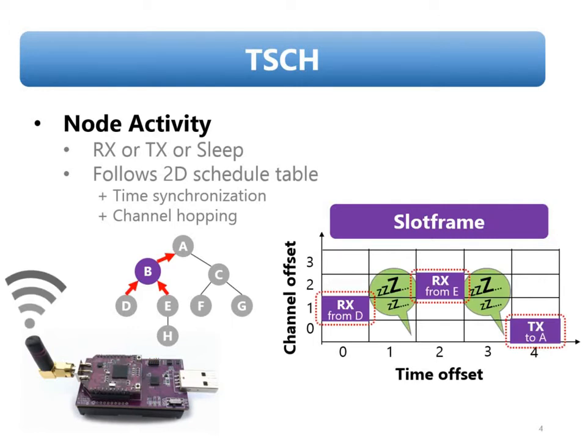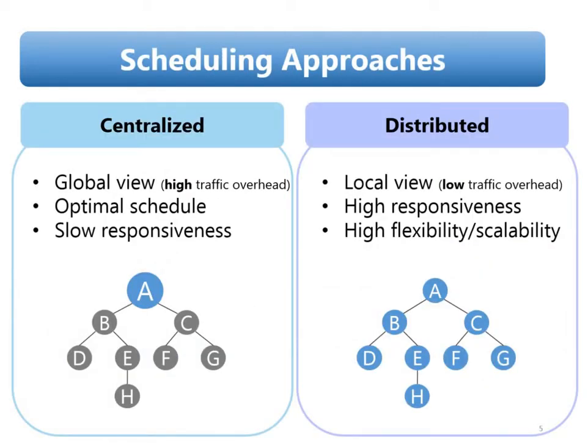This is an example of node B's activity schedule, and the schedule repeats over time. Slot frame scheduling directly affects network performance and communication efficiency.